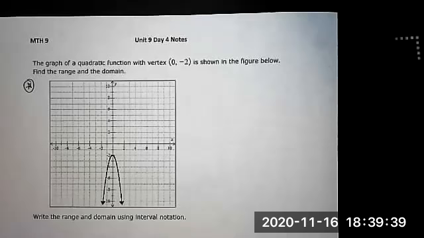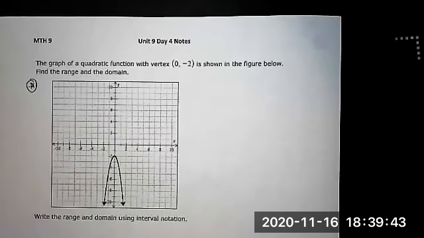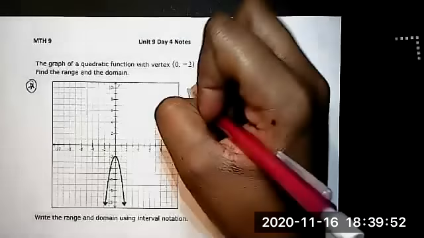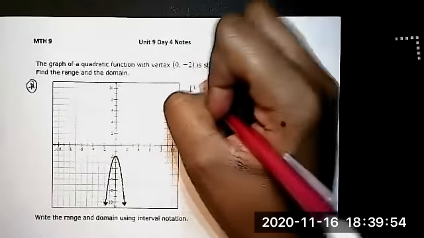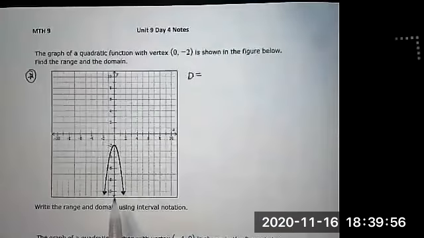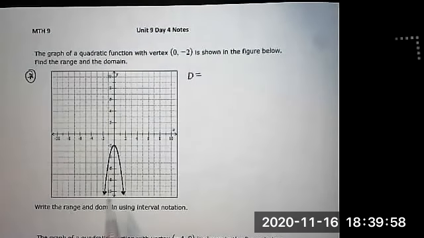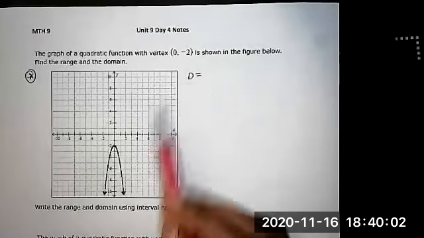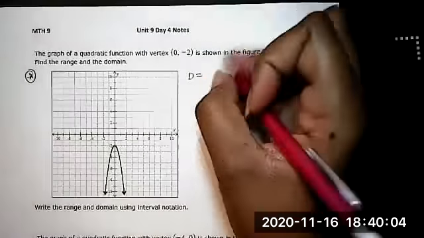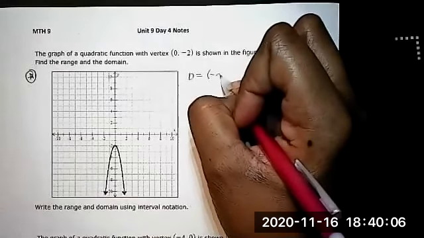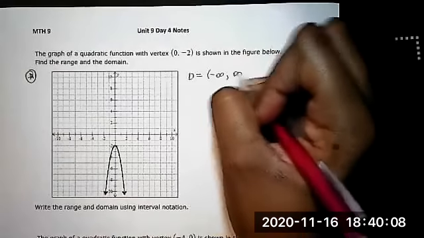Page 5 is here. Graph the quadratic function with a vertex 0, -2. The graph of the quadratic function is shown basically, and then find the range and domain. For this situation, for a parabola, which these are called parabolas, your domain is always all real numbers, which basically looks like this: -infinity to +infinity.